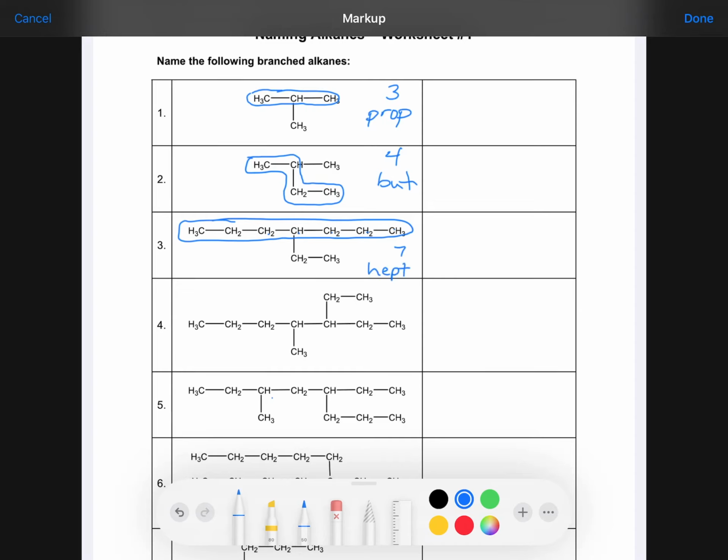And here is our longest continuous chain. 1, 2, 3, 4, 5, 6, 7. So this is also a hept. That's the prefix for 7. On this one, we could go 1, 2, 3, 4, 5, 6, 7, 8, or we could go 1, 2, 3, 4, 5, 6, 7. So to get the longest continuous chain, you can see that we have to go down. So 1, 2, 3, 4, 5, 6, 7, 8. It's the longest continuous chain.